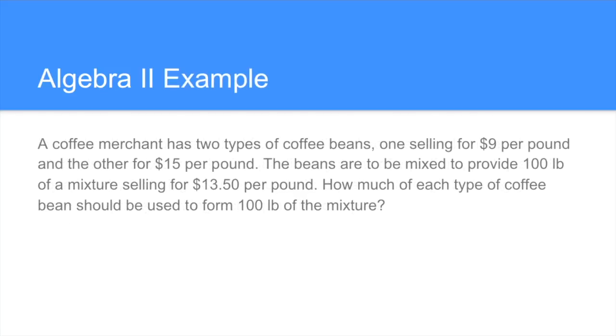Here's an example of how solving equations is used in Algebra 2. A coffee merchant has 2 types of coffee beans, one selling for $9 per pound and the other for $15 per pound. The beans are to be mixed to provide 100 pounds of a mixture selling for $13.50 per pound. How much of each coffee bean should be used to form 100 pounds of the mixture?